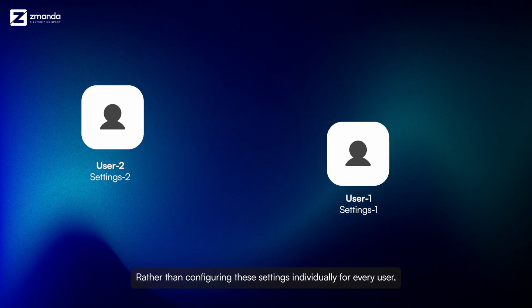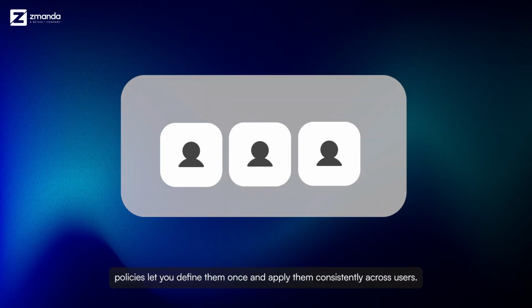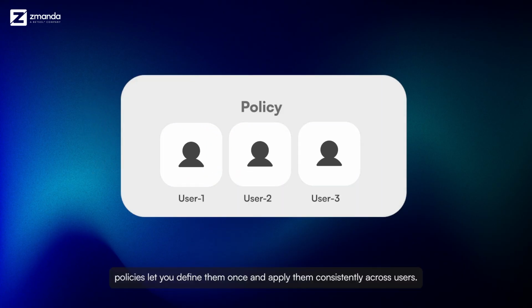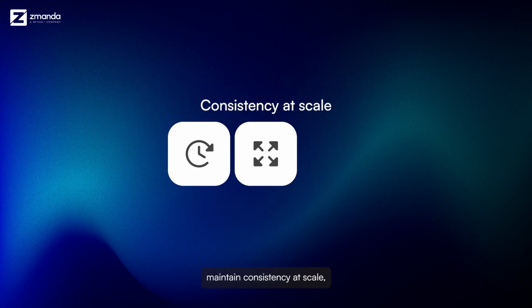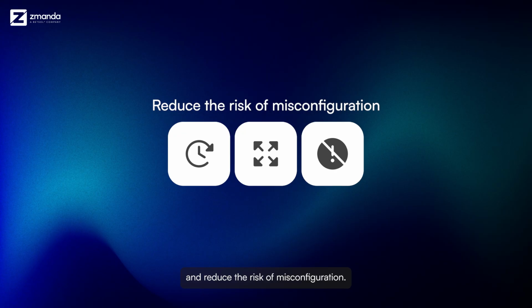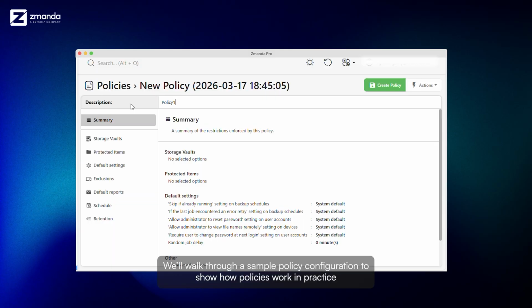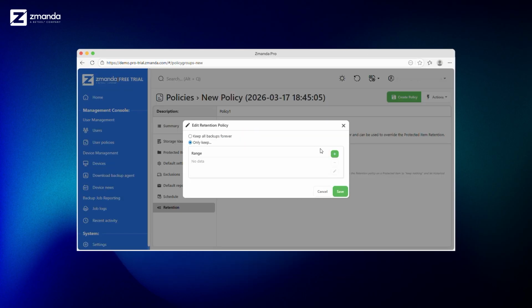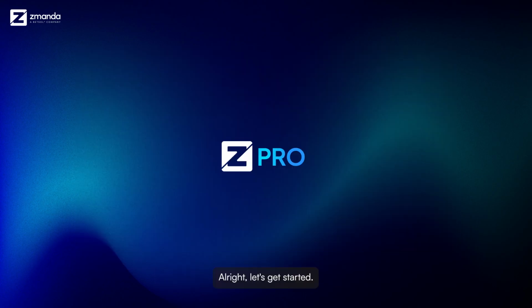Rather than configuring these settings individually for every user, policies let you define them once and apply them consistently across users. This helps automate backups, maintain consistency at scale, and reduce the risk of misconfiguration. We'll walk through a sample policy configuration to show how policies work in practice and how they can be adapted to different scenarios. All right, let's get started.